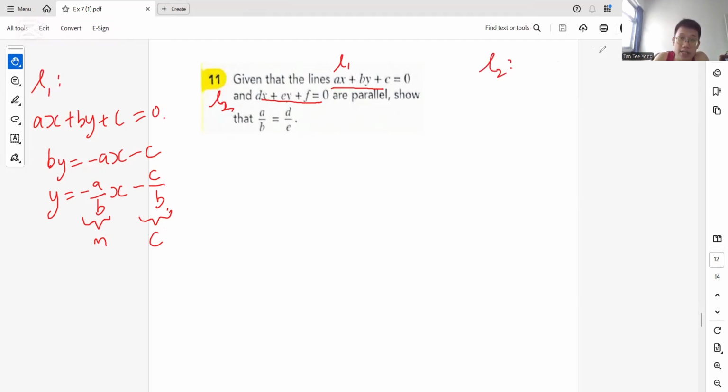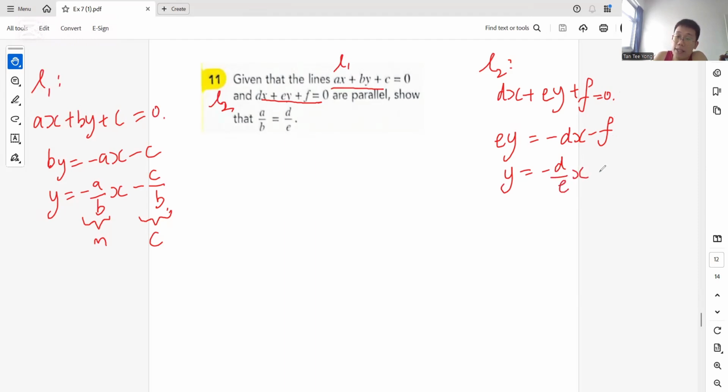Then for L2, I'm going to do it on the right. L2 is dx plus ey plus f equals 0. Same thing, change it to the format y equals mx plus c. So ey equals negative dx minus f, then divide everything by e. So y equals negative d over e x minus f over e.